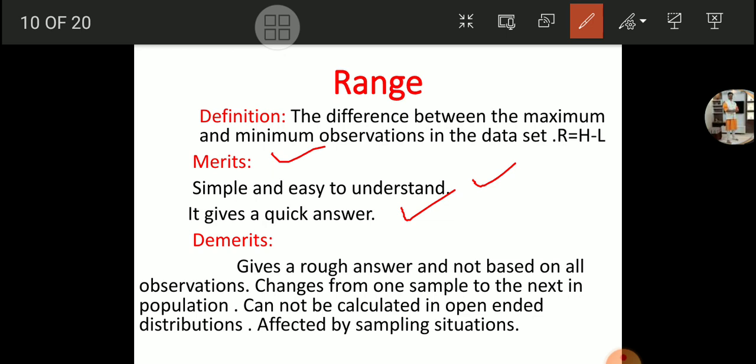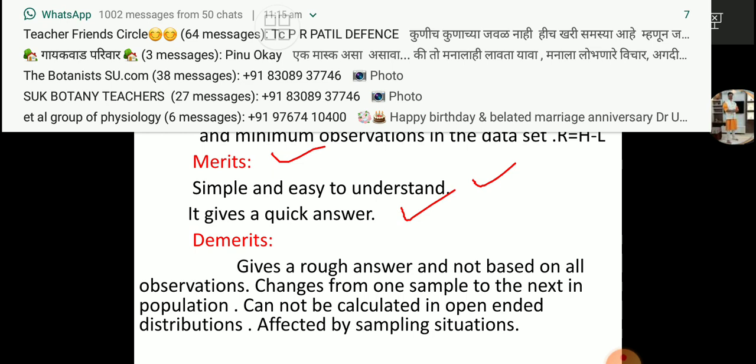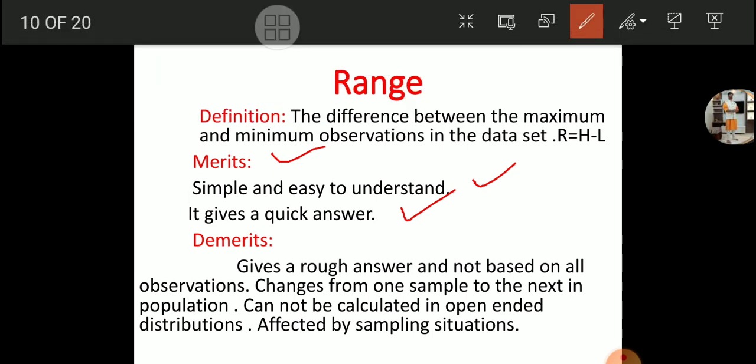Now, what are the demerits? It gives a rough answer and is not based on all the observations. Although range is a measure of dispersion, all observations are not considered here, because from the set of observations only two figures are considered, the higher figure and the lower, isn't it? The other observations are not considered in the calculation of the range of that data set. It cannot be calculated in open-ended distributions and is affected by sampling situations. As the sampling situation changes, definitely the range changes. So these are the demerits, disadvantages and limitations of the range.